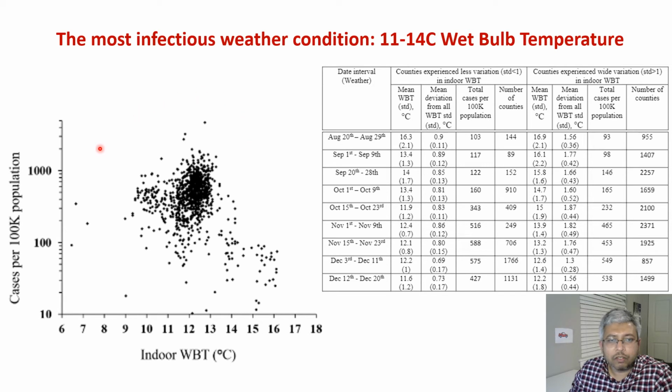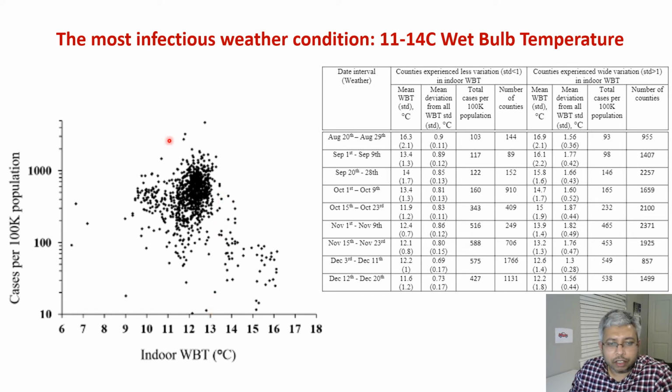Those data were plotted here, and you can see that we have a kind of critical wet bulb temperature for which the virus infection cases grow much higher. When it goes below 10 or 11, you see the number of cases goes lower, and when it goes higher, the cases go higher too. So we got roughly 11 to 13 or 14. 11 to 14 is a sort of temperature at which the virus grows much faster.